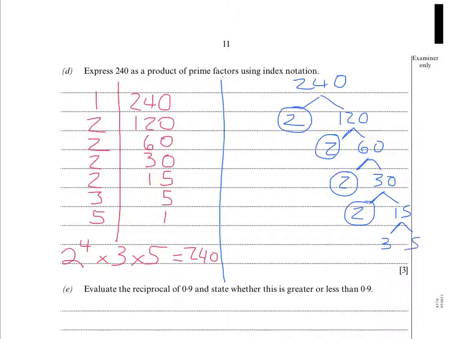And to get 15, it's 3 times 5, and both of those are prime. So again, I've got 4 2's. So that's 2 to the power 4 times 3 times 5, and that would give me the 240 as well. So that's expressing my 240 as a product of my prime factors using index notation. Index notation just meaning powers.